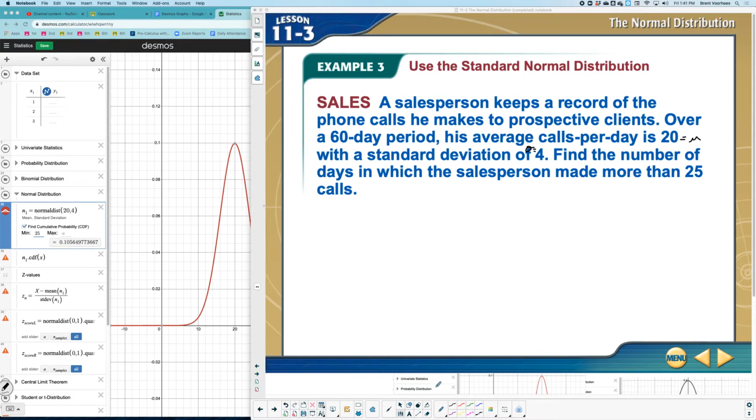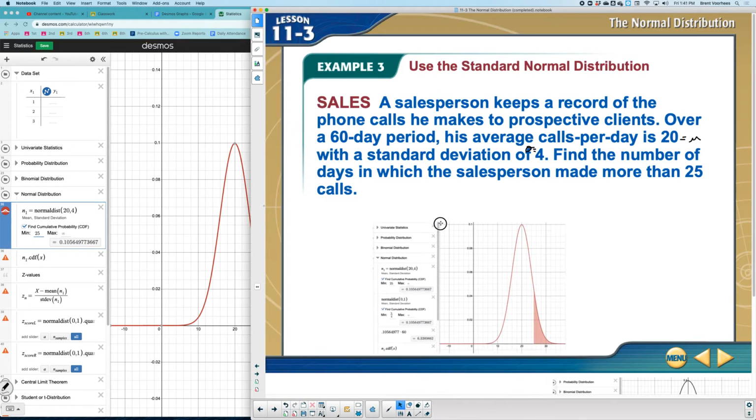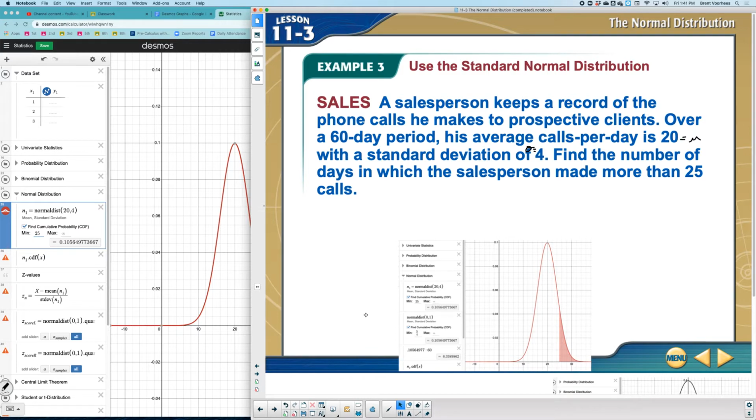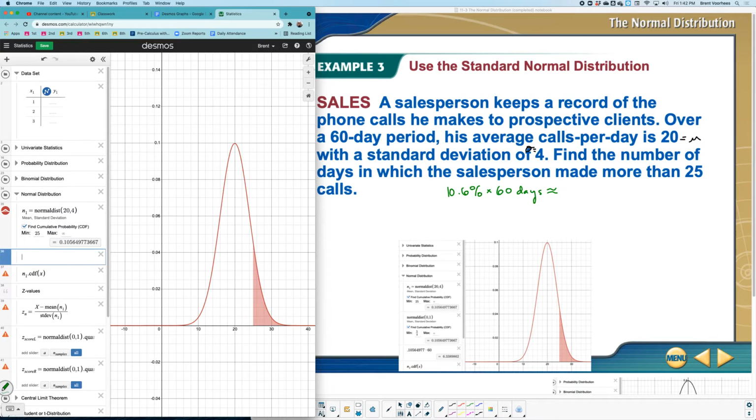And I'm going to slide up. I already have these pictures here. This data, that's about approximately 10.6% of the time he makes more than 25 calls. So if you multiply that times the 25, no, excuse me, that's how many days we're here, times the 60 total days, we'll find out approximately how many days he makes 25 or more calls.